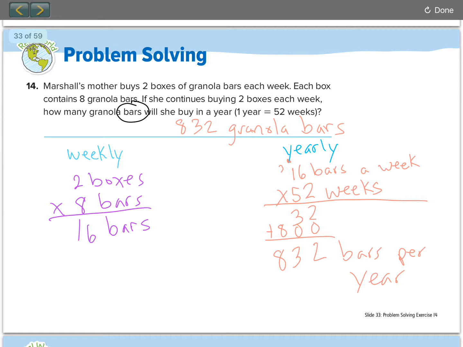5 times 1 is 5, plus 3 is 8. So 16 times 50 is going to give me 800. Now I add 32 plus 800 and I get 832 bars per year. So there are 832 granola bars that she buys each year.